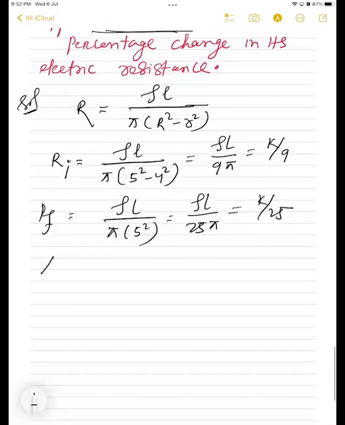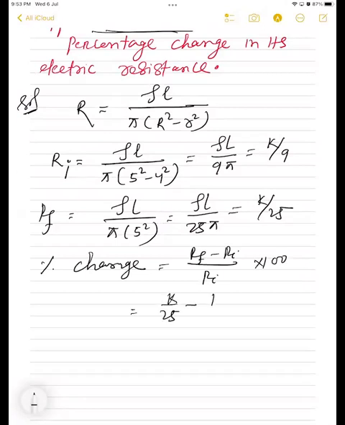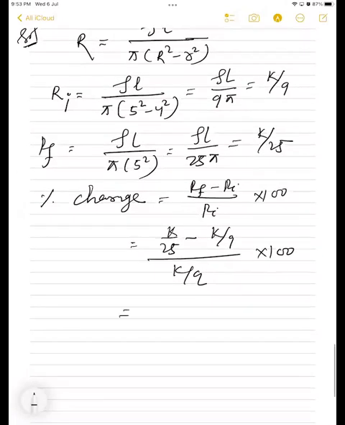So percentage change, students, is equal to R final minus R initial by R initial into 100, correct? So that is k by 25 minus k by 9 divided by k by 9 into 100. So you'll see it will be around minus 64%. Understood, students? Understood or not?